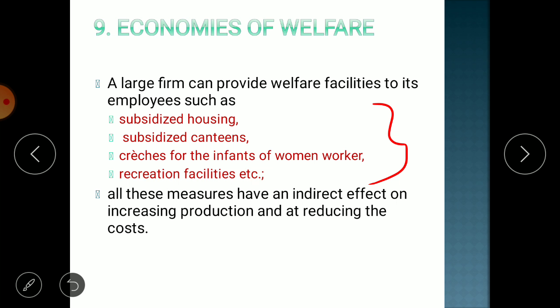If output increases, your production increases, and if production increases, your cost of production reduces. So this is how a large firm has the benefit of economies of welfare. All these measures have an indirect effect on increasing the production and reducing the cost. As I told you, by giving this many facilities you are increasing the belongingness of the worker towards the company. You are entertaining them, so the stress level reduces, and if stress level reduces, automatically the working capacity improves, which reduces your cost of production.